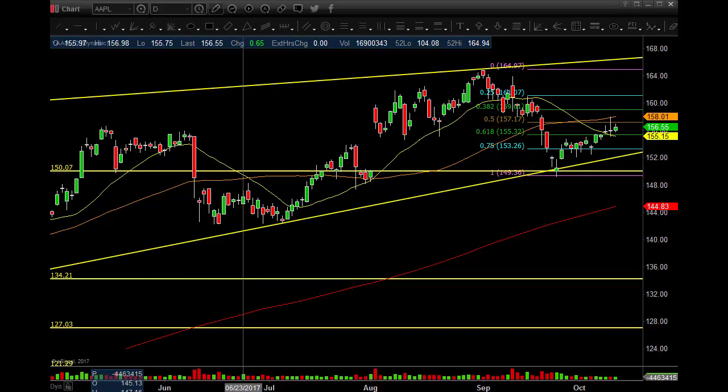Today we're looking at Apple on the daily, weekly, monthly time frames using technical analysis here at StockBookie.com.